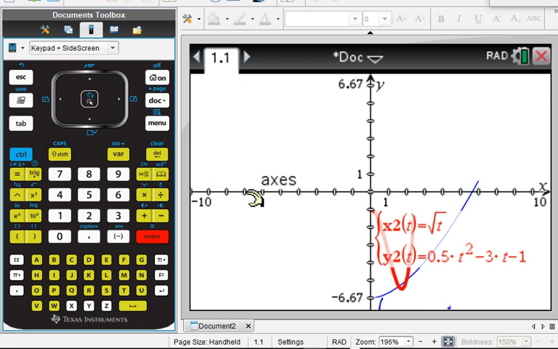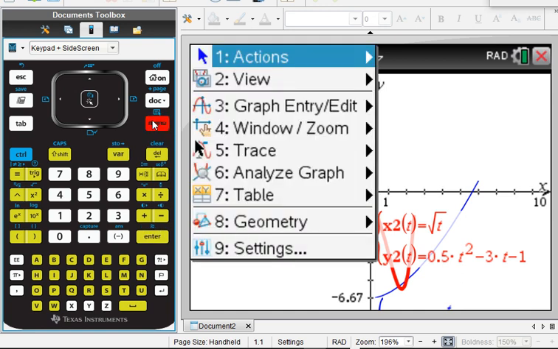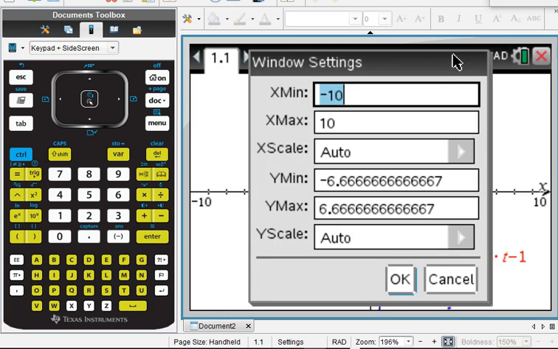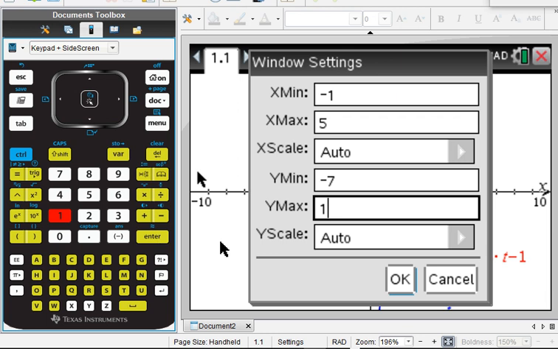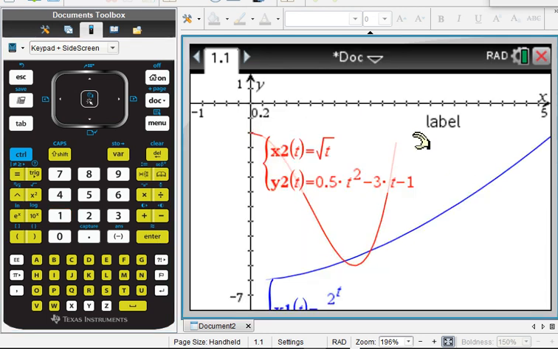All right, and now we can change the window size. Let's go Menu, Window, Zoom, Window Settings. Let's make it the same as the other calculator. -1 to 5 for X min and max, and for Y min and max, let's make that -7 to 1. And we can see it right in there.